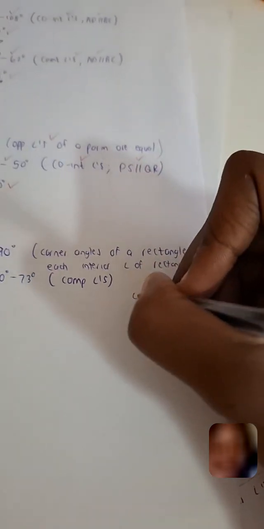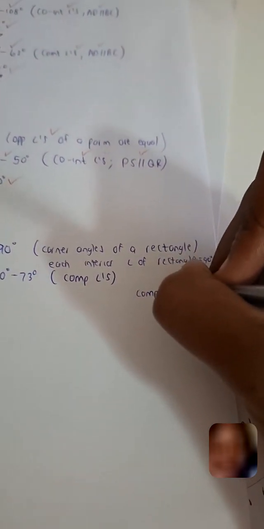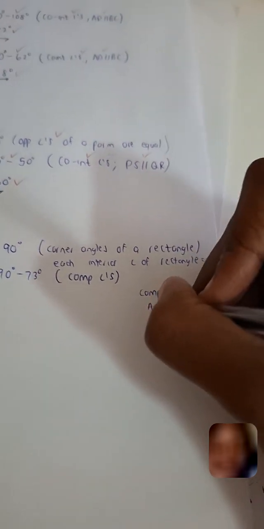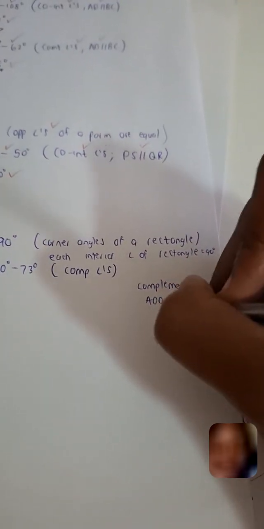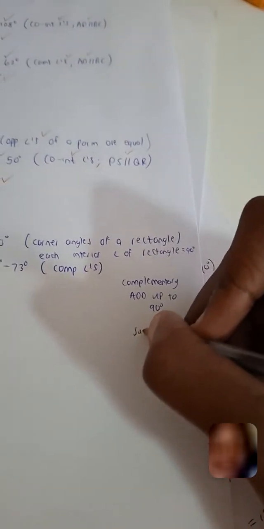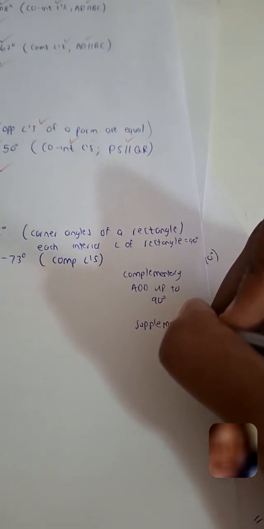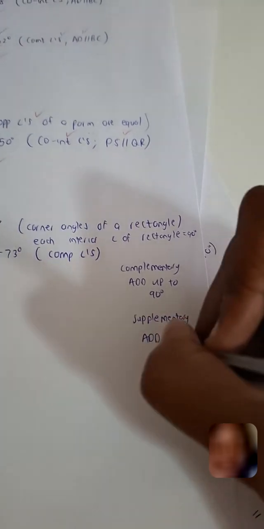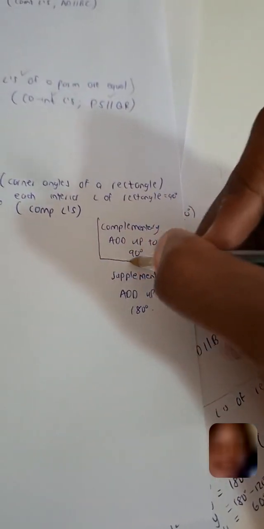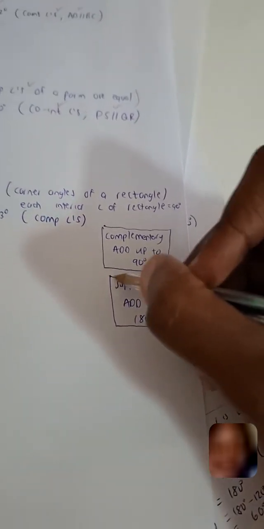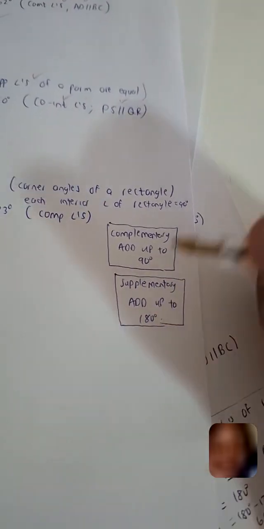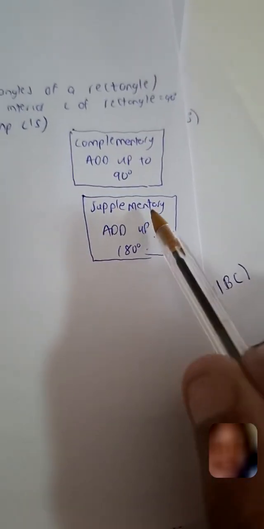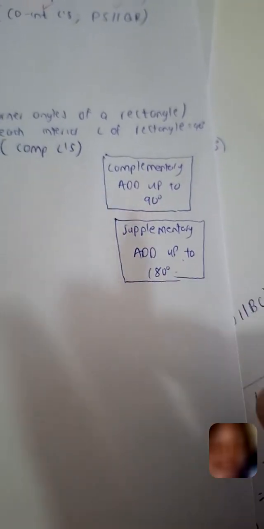Okay, so I'm just going to write this word complementary. Complementary means add up to 90. The cousin of supplementary, which means add up to 180. So these are words to know. You can put those in your mathematical vocabulary. When they say complementary, it simply means angles adding up to 90 degrees. When they say supplementary, it means angles adding up to 180 degrees.